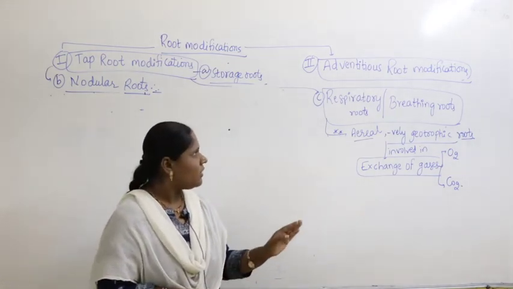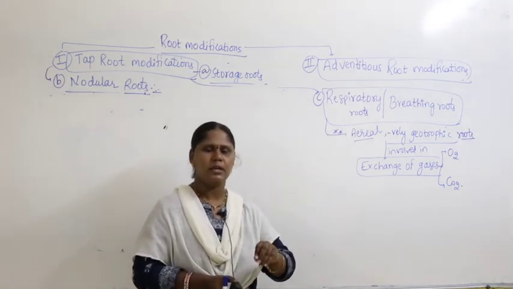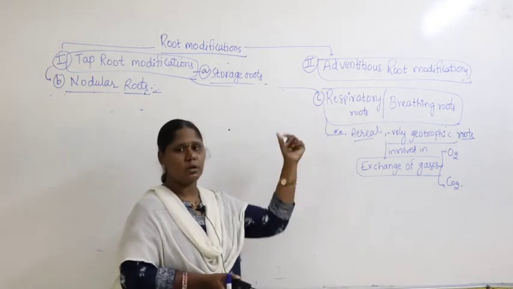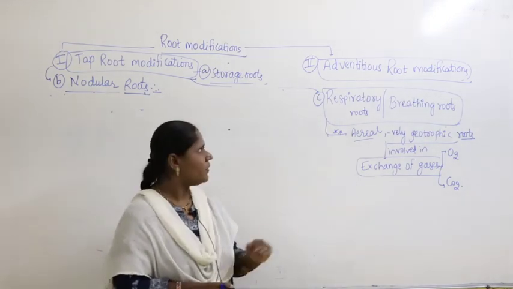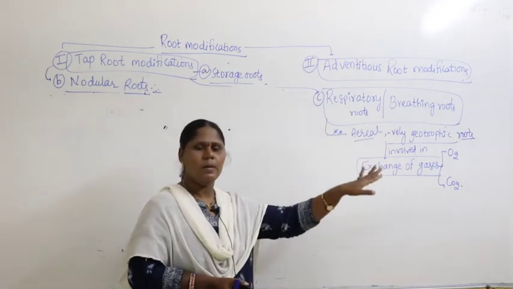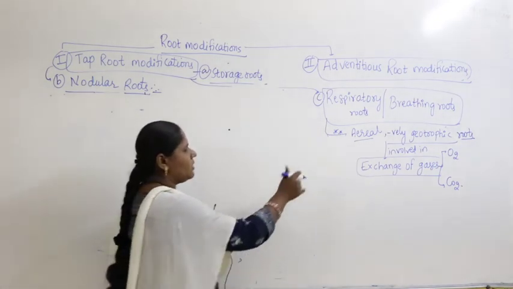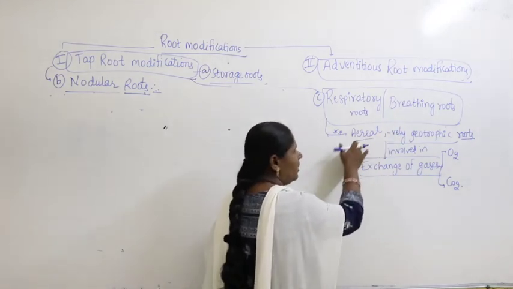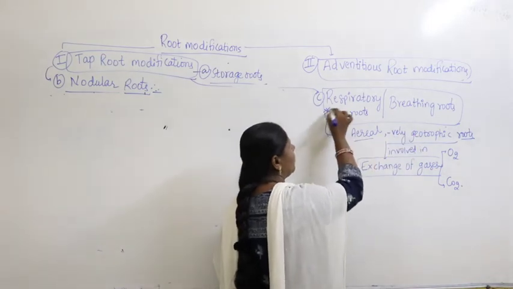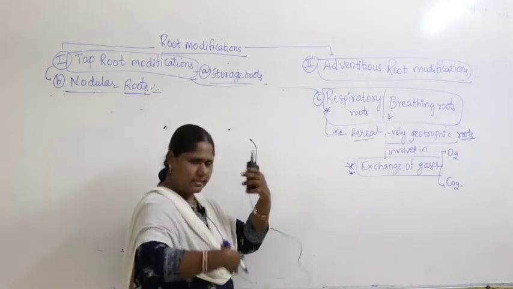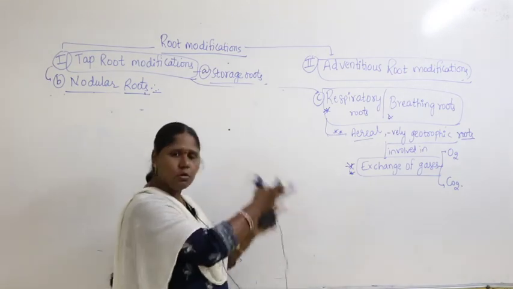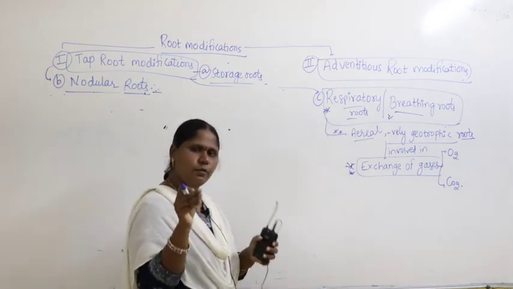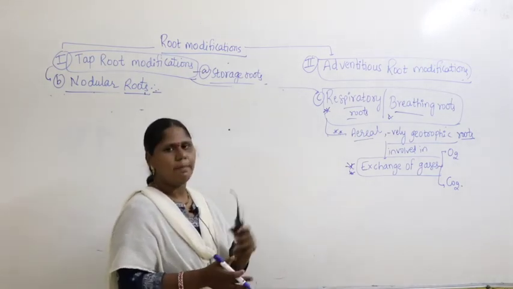Okay, so what are we discussing here? As per the need, nature has made some modifications to the root system. We are talking about taproot modifications, right? Third one: respiratory or breathing roots. What is the function of respiratory roots? They are involved in the exchange of gases. They are aerial and negatively geotropic. That's why they are called respiratory roots. As there is an exchange of gases taking place, they are also called breathing roots. Not all plants, only very few plants have respiratory or breathing roots.